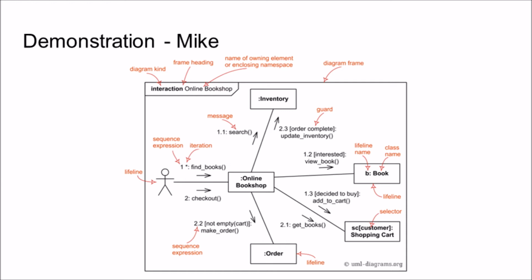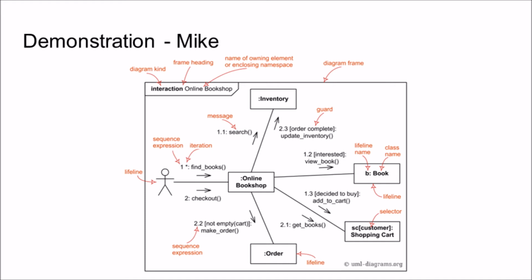And so as we said, first we search for books, and then 1.2, if we find a book that we're interested in, we're going to view that book. And then 1.3 is if we decide to buy that book, we're going to add it to our cart. And so that 1.1, 1.2, 1.3 is a process that we're going to repeat multiple times. And like I said, we know it's an iteration because of the asterisk before find books.